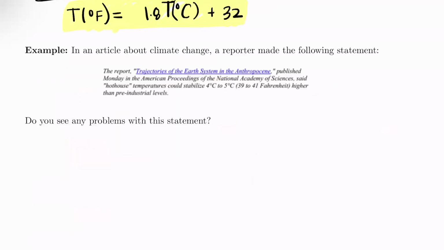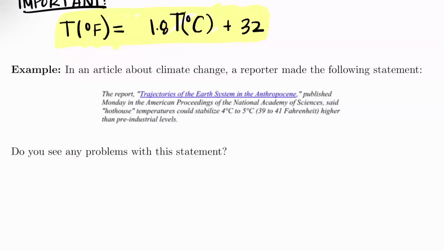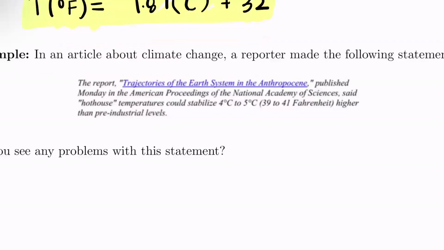All right, so I would like you to take a look at this statement in an article about climate change. This has actually happened a number of times, but this is just one example. The statement is that in the report Trajectories of the Earth System in the Anthropocene, published Monday in the Proceedings of the National Academy of Sciences, it said hothouse temperatures could stabilize 4 degrees to 5 degrees C or 39 to 41 degrees Fahrenheit higher than pre-industrial levels.